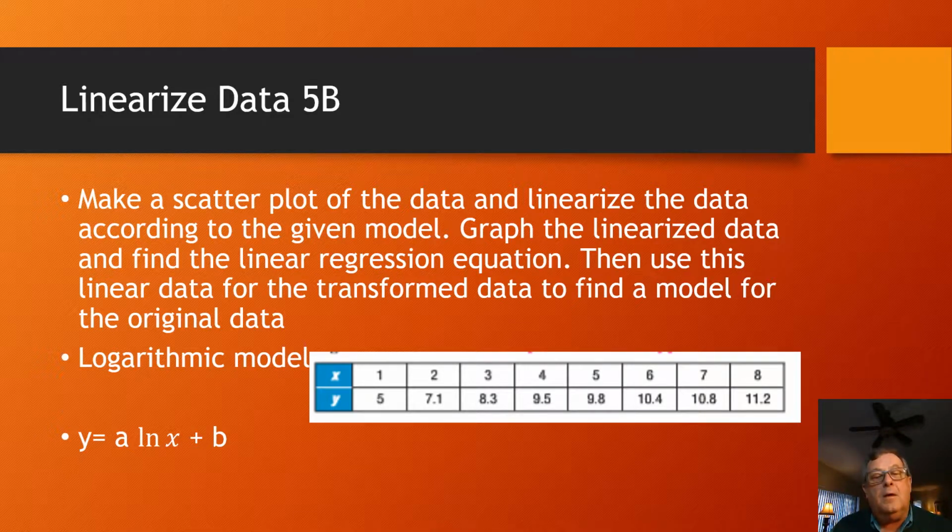Now this time, as last time we were looking at quadratic data, now we're looking at a logarithmic model. And the logarithmic model is such that y is equal to a times the natural log of x plus b, the y-intercept. Now you see here we've got our data. I've got x values running consecutively from 1 out to 8. And then my y values are 5, 7.1, 8.3, 8.3, 9.5, 9.8, 10.4, 10.8, and 11.2.